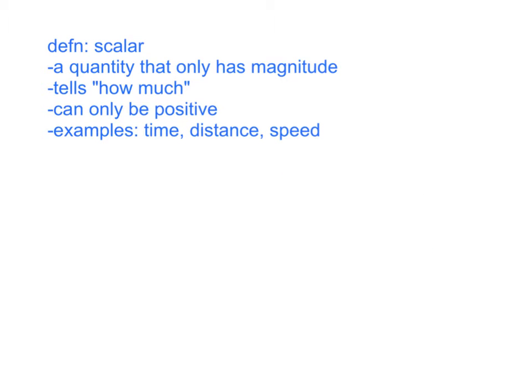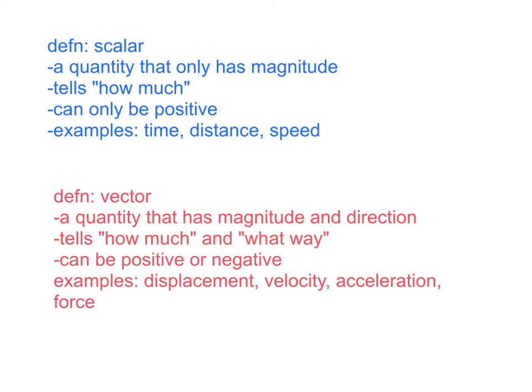Our first definition is a scalar. A scalar is a quantity that only has magnitude. So magnitude just means amount, it's a number. In other words, a scalar is going to tell you how much of something there is. It can only be positive. You can't have negative quantities of anything. Examples of scalars would be time, distance, and speed. And one easy way to remember that time is a scalar: time can never go backwards, therefore time can never be negative.